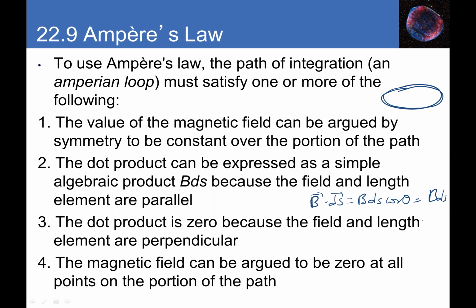The magnetic field can be argued to be 0 at all points on the portion of the path. So depending on what you have, the magnetic field can be argued to be 0, let's say, if there is no current inside. Because you have a loop, it has ds, and if B dot ds equals 0, it's because the magnetic field is 0 everywhere along the portion of that path.